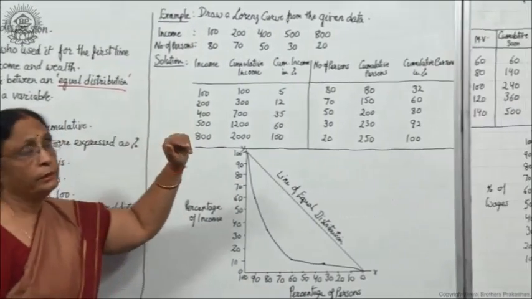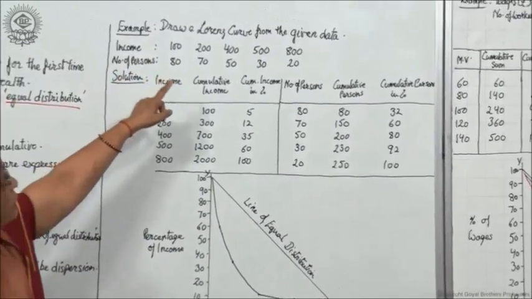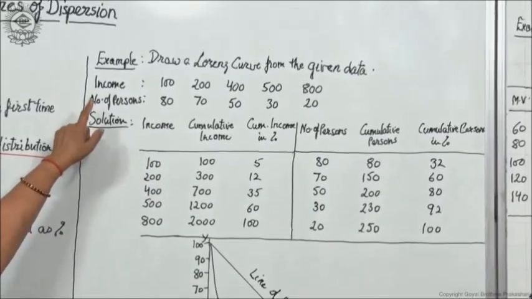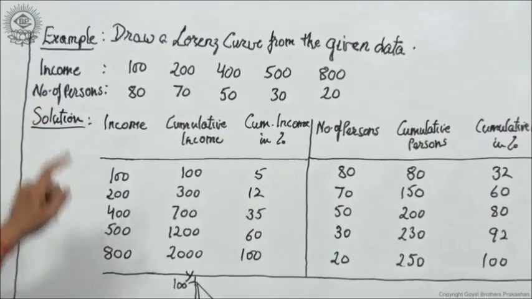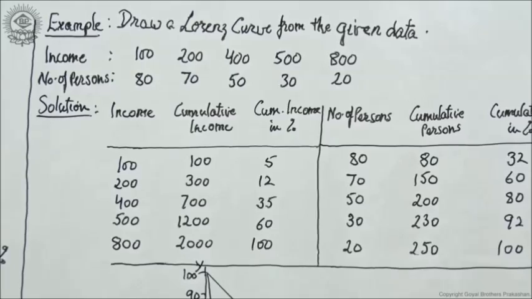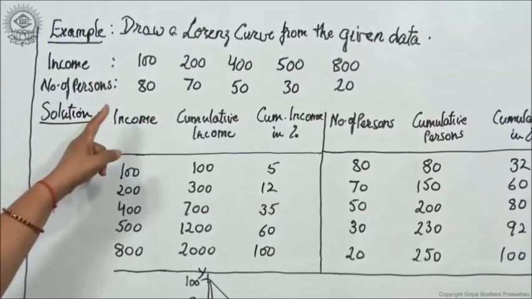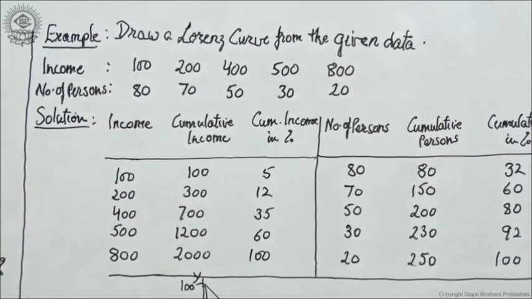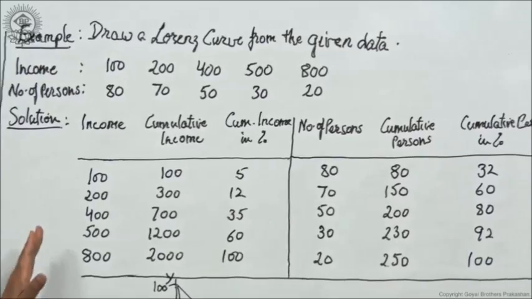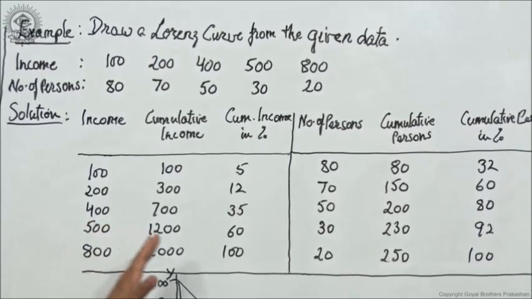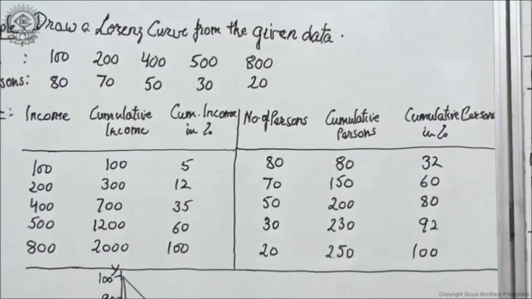Take the example here. Draw a Lorenz curve from the given data. In this data you can see income and number of persons are given. That means in each income group how many persons are there, the data is given here. Now for the solution you have to make columns like this.